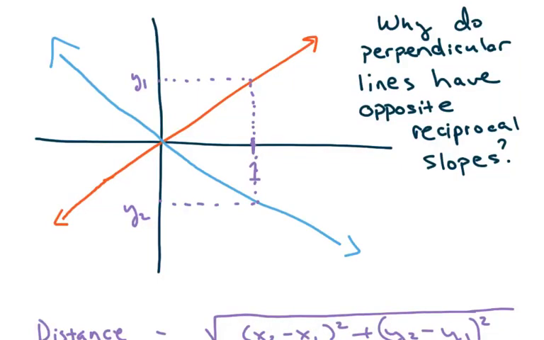Okay, in this video I'm going to explain why perpendicular lines have opposite reciprocal slopes. Depending upon where you are in math, some of these concepts might be a little bit more advanced than what you're used to, but I don't think we see this enough. People just tell you that perpendicular lines have opposite reciprocal slopes, and you don't really have a grasp as to why. So I want to show you why.